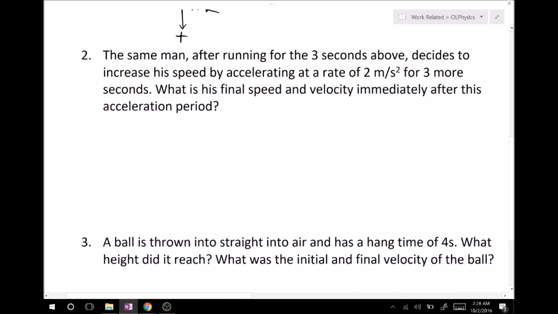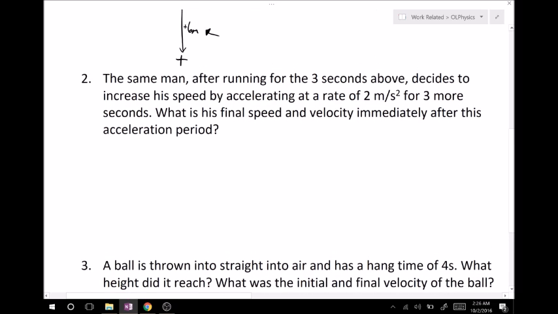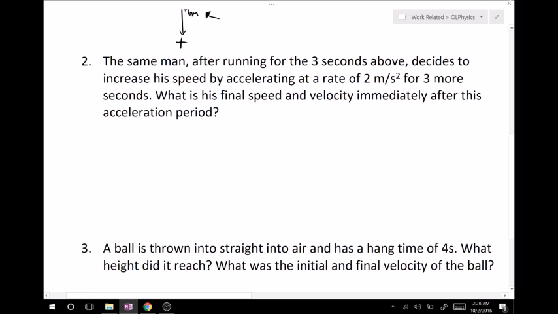So the same man runs for 3 seconds above, decides to increase his speed by accelerating at a rate of 2 meters per second squared for 3 more seconds. What's his final speed and final velocity immediately after this acceleration period? So we write down what we're trying to find out. In this case, since we're still running in a straight line, your speed is just the magnitude of your velocity, so that's going to be much easier. I'm not going to try to solve for his final speed. I'm just going to solve for the velocity and then chop off the direction.